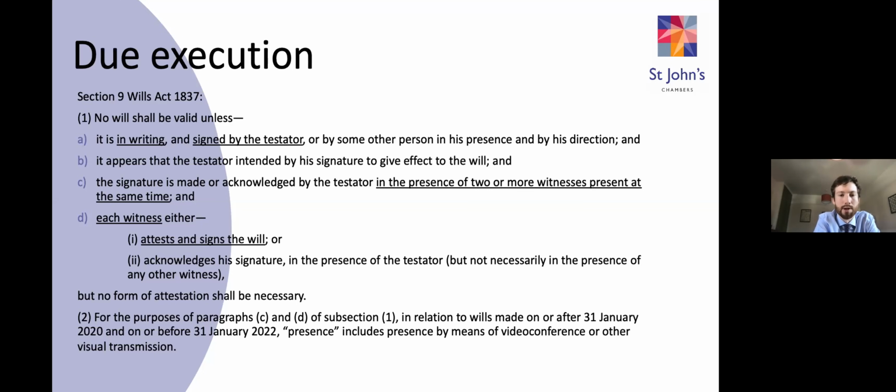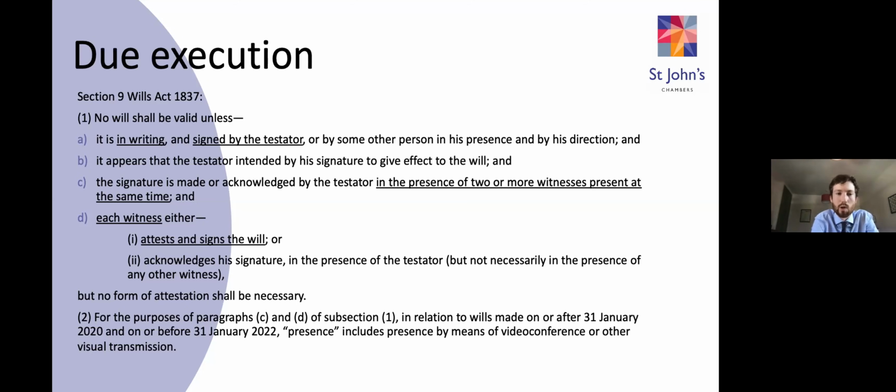So there are a number of different requirements of Section 9, but generally the usual practice is that the will is drafted, the testator is in a room with two witnesses and perhaps the will drafter, who reads the will over to the testator. The testator confirms that that reflects their wishes and then signs the will, and then the two witnesses sign afterwards, having witnessed the testator sign the will. That's what's required for due execution.